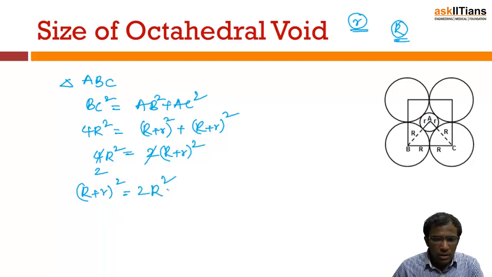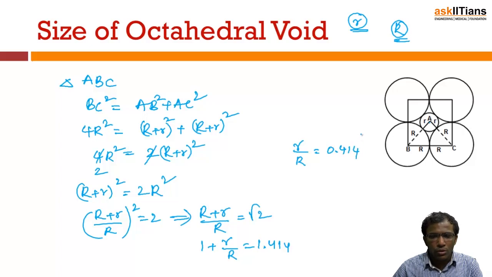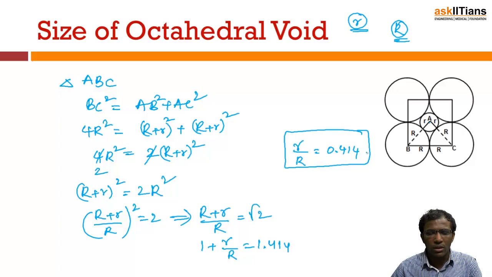So bring this R square this side. So (R plus r) by capital R whole square is equal to 2. So which gives us (R plus r) by R is equal to root 2. So which is 1 plus small r by capital R is equal to root 2, which is 1.414. So from here you will get r by R is equal to 0.414. So the radius of the octahedral void is equal to 0.414 times the radius of the particle.